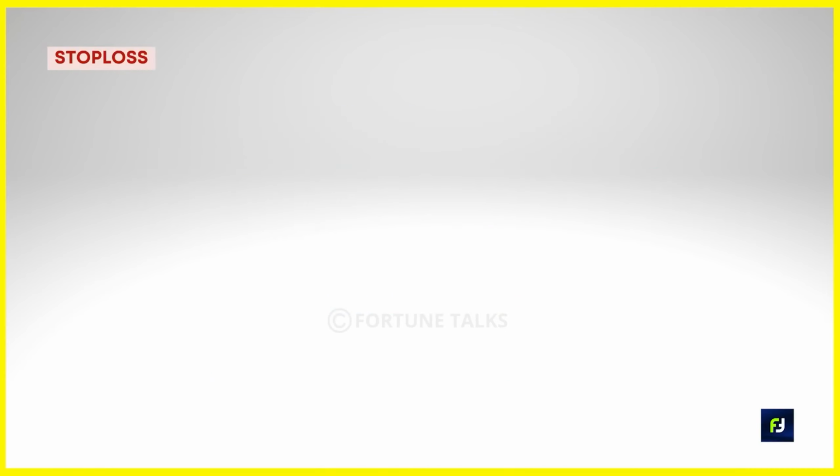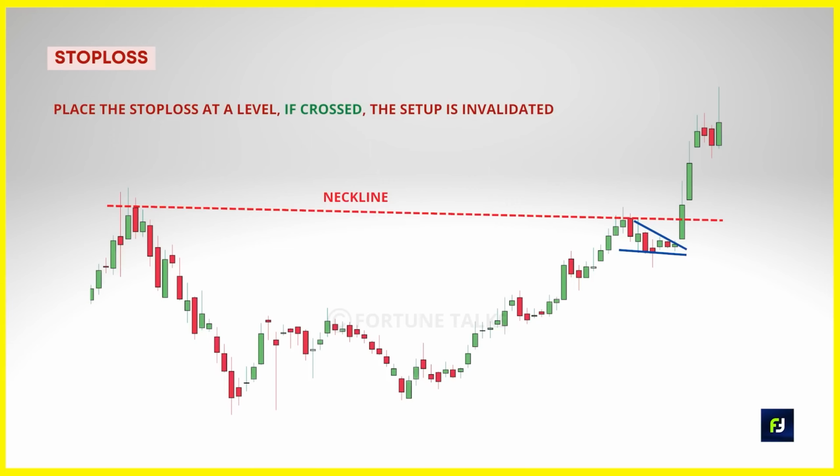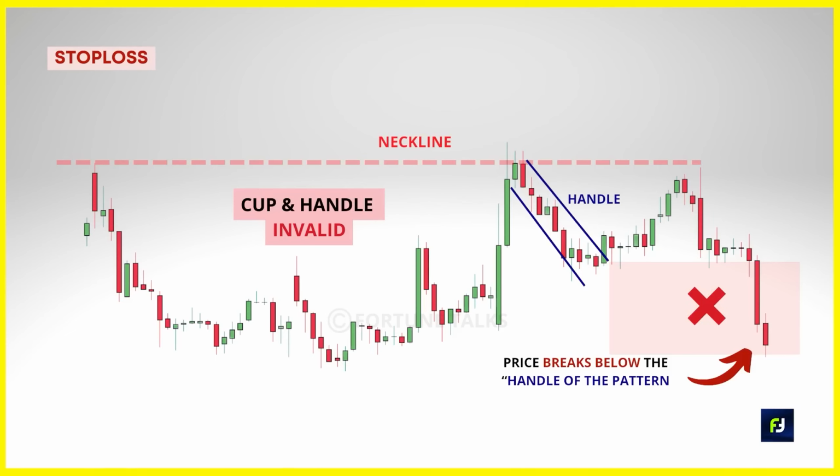Now the second question is, where should I set my stop losses? Now whenever you place a stop loss, it should always follow this thumb rule. Your stop loss should be placed at a level where if the market reaches it, your trading setup is invalidated. Now ask yourself, when will a cup and handle pattern become invalid? A cup and handle pattern invalidation comes when the price breaks below the handle of the pattern. Now the stop loss setting is the same as in the case of a bull flag or a bull pennant pattern.